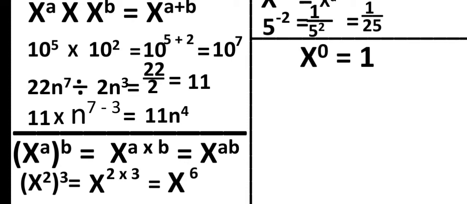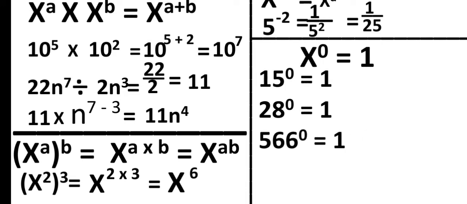Now for this one, we have x raised to the power of 0 is equal to 1, where x cannot be equal to 0. That is to say, anything raised to the power of 0 is 1. Either 15 raised to the power of 0 is 1, 20 raised to the power of 0 is 1, 566 raised to the power of 0 is also 1.